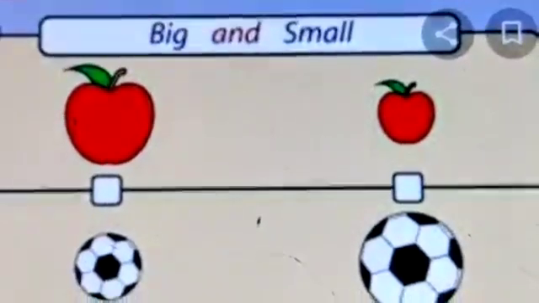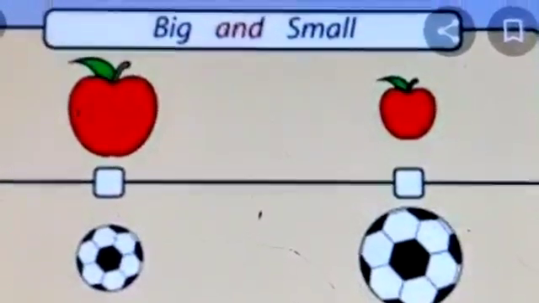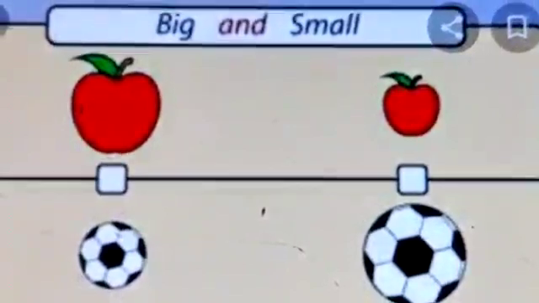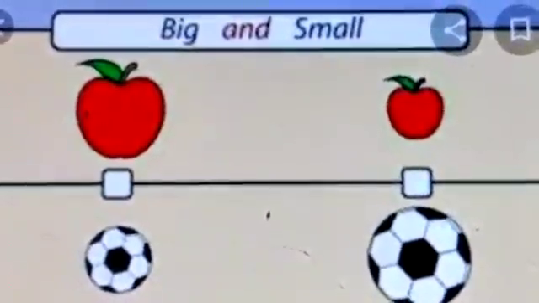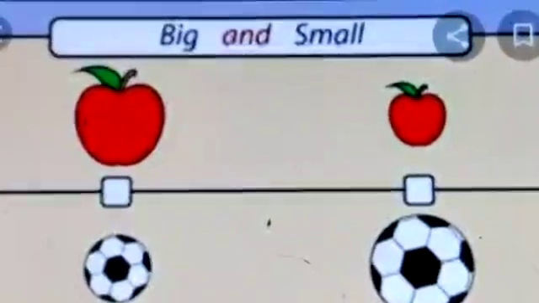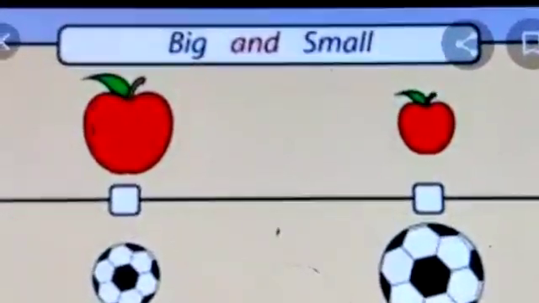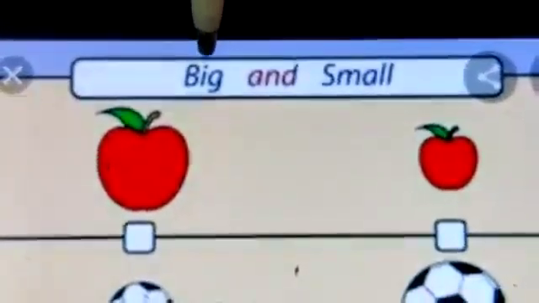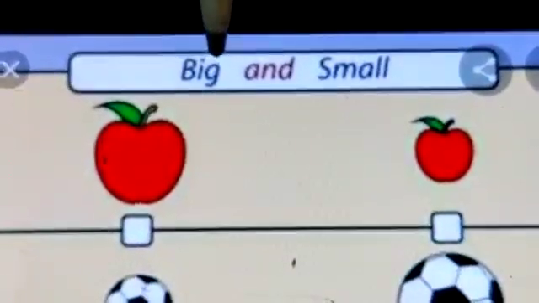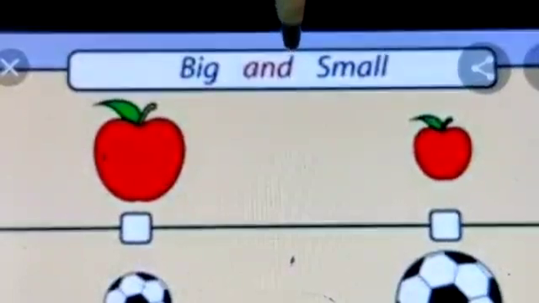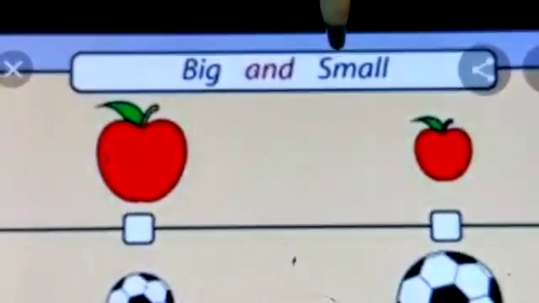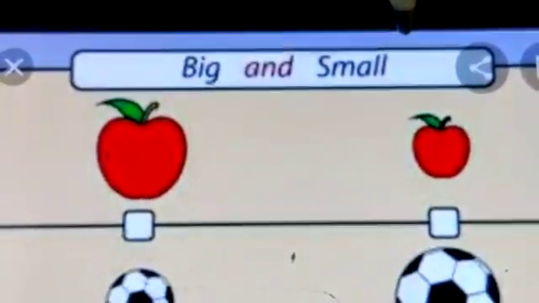Let us children now see the examples of big and small. First of all, let us read the spelling of big and small. You have to repeat after me. B-I-G, big. A-N-D, and. S-M-A-L-L, small.